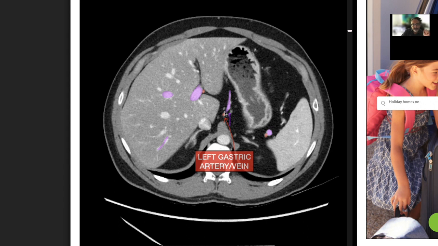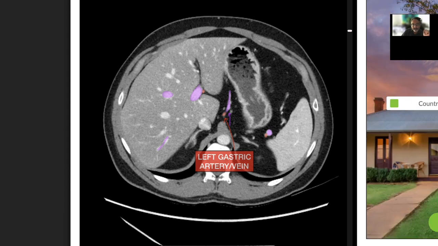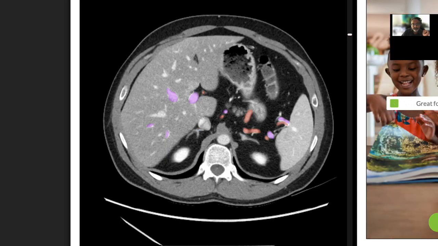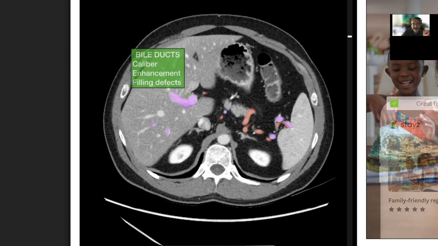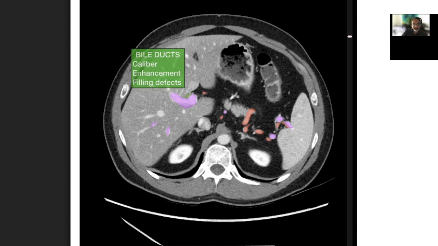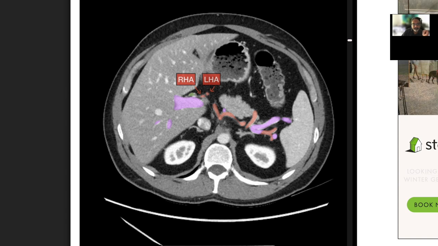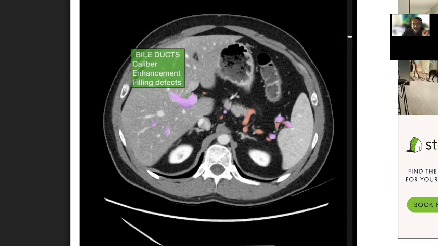It shows you the left gastric artery and vein, which we will actually go through in this session. It shows you the adrenals, which I've done in a different session. And the bile duct, where's the bile duct? I can't see it here. Oh, that's the bile duct.